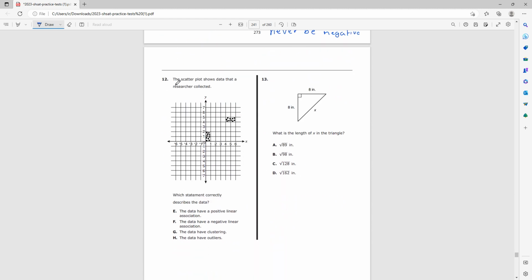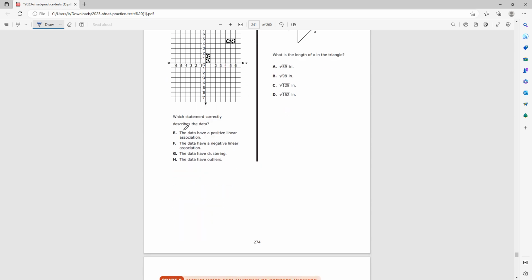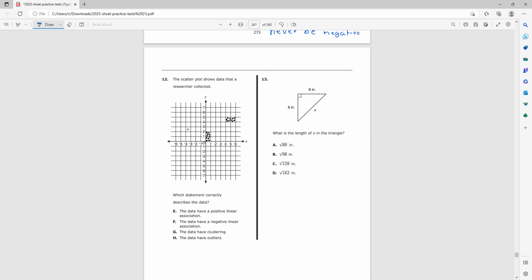Moving on. Number 12, the scatter plot shows data that researchers collected. Which statement correctly describes the data? Well, if we kind of use our eyes here, we know that it's clumped up around this area and this area. So obviously G is going to be the right answer because it has clustering. Clustering is the same thing as saying clumped up. The data have outliers. There are no outliers because they're all clumped up in two places.